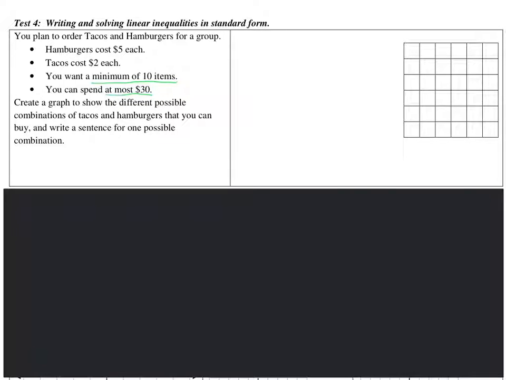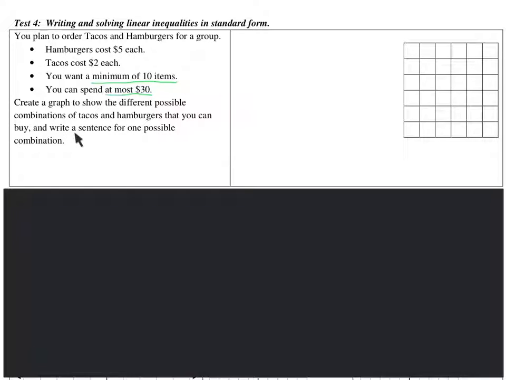We're going to create a graph and also write a sentence to describe one combination. Now, some of you could figure this out just by logic. You could just try numbers. If I want to spend at most $30 and I want a minimum of 10 items, could you just do 10 of something and get under $30? Would 10 tacos work? Yes.